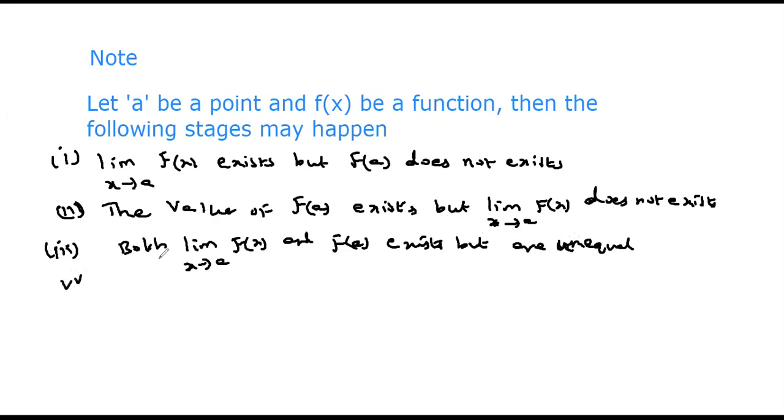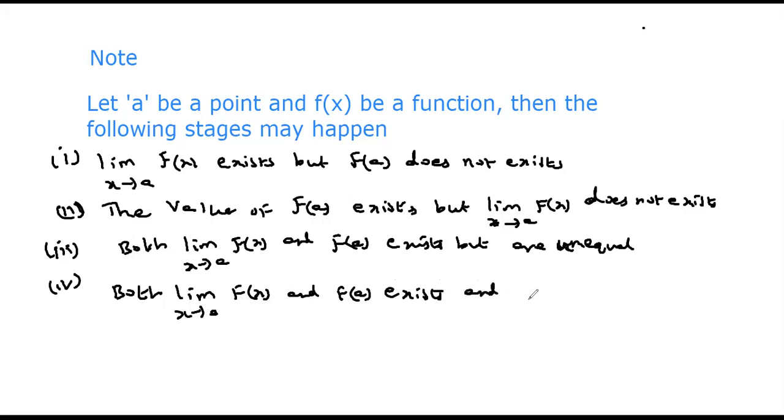Fourth one, fourth subdivision. Both limit x tends to a f of x and f of a exist and are equal. Okay, ma? இதான் இந்த மாதிரி ஸ்டேஜஸ்லாம் வரணும்.